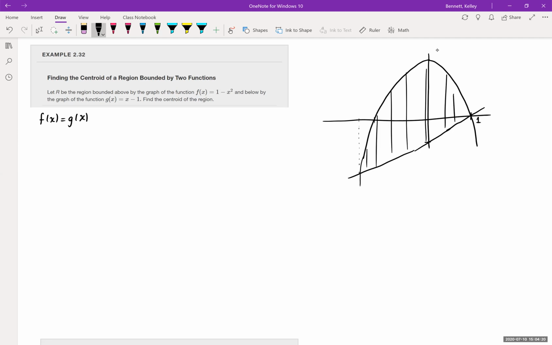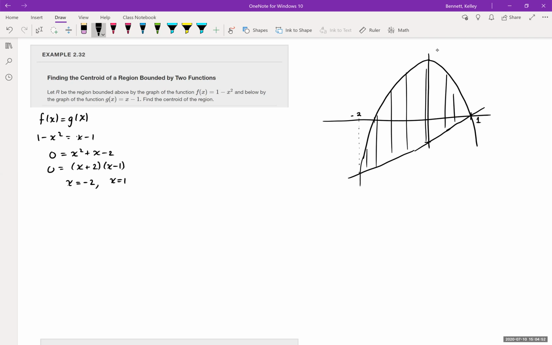So I get 1 minus x squared equals x minus 1, which leaves me with the equation 0 equals x squared plus x minus 2. Factoring, I see that I have a new root, x equals negative 2, and my original root, as I saw in the graph. So now I know that this x value over here is negative 2.